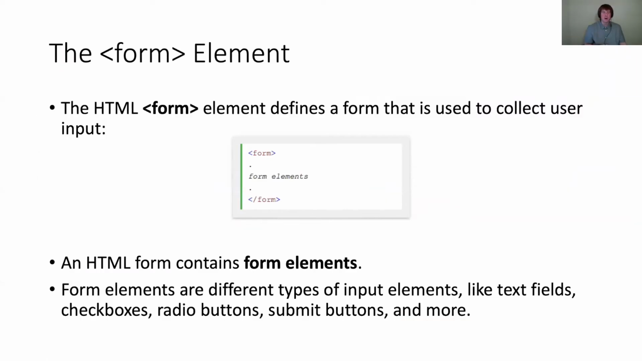Now, the HTML form element defines a form that is used to collect the user's input. So I have a form start tag, a form close tag, and all the form elements are in between. Now, the HTML form contains form elements. There are many different types of form elements like input elements, text boxes, check boxes, radio buttons, submit buttons, and a bunch of different others. We're going to talk about a few, and we're going to look at those examples here soon in the code.